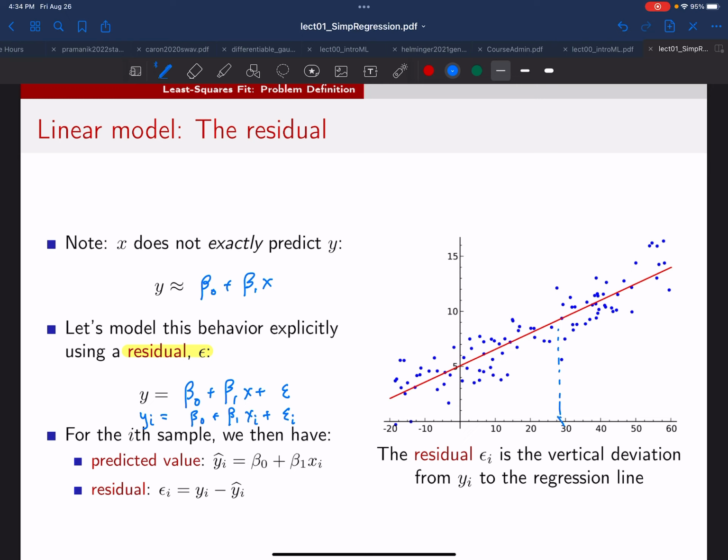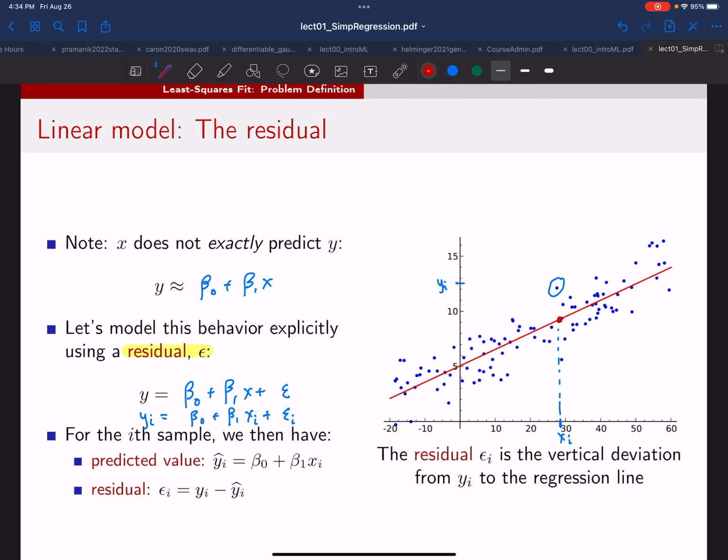So let's see. Maybe this is xi, and so yi would be here. I'm looking at this particular value. And so what would the y hat i be in this case? Where would I find that? It would be exactly on that red line, right?